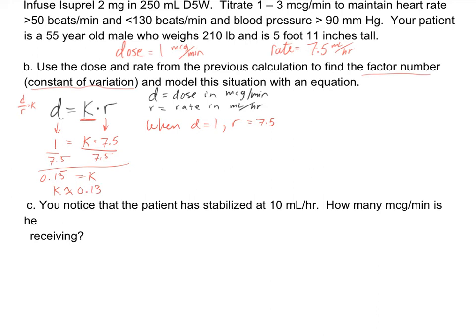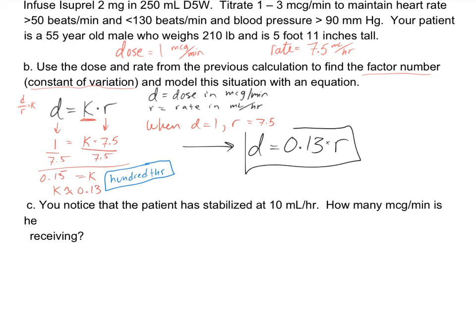We're always going to round the factor number, or the constant of variation, to the hundredths place. So we found that constant value. What that tells us is that the dose in this example can be found by taking 0.13 times the rate. This is the equation that we can now use to address more problems or more questions related to this situation. And that's exactly what we're going to do down below.